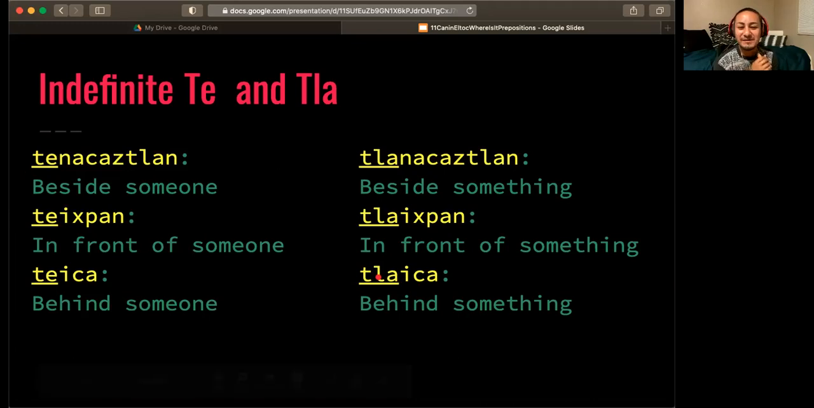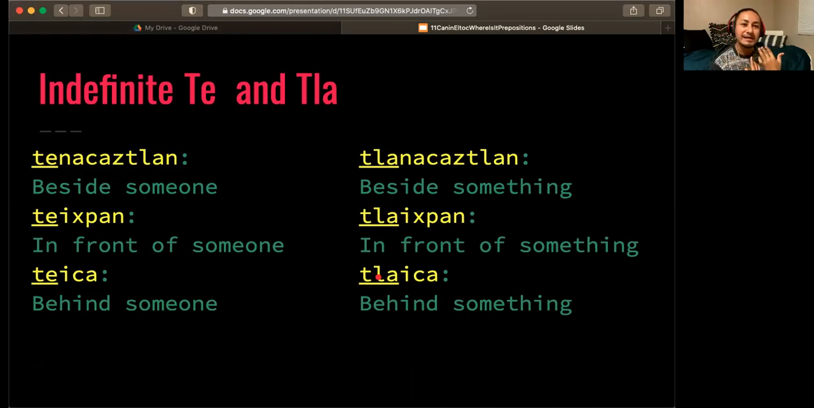Last week we learned te and tla, if you remember. And we learned that you could put te and tla in front of verbs. If you say ni te machtia or ni te palewia, I'm helping someone. Ni tlapalewia, which would be a weird thing, but you could say that I help with things. So these prefixes can be used to indicate an action being done to something that you don't know if it's a person or a thing.